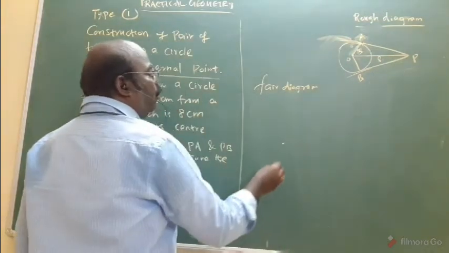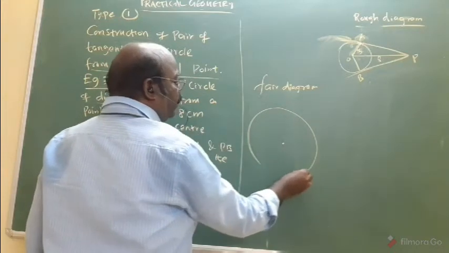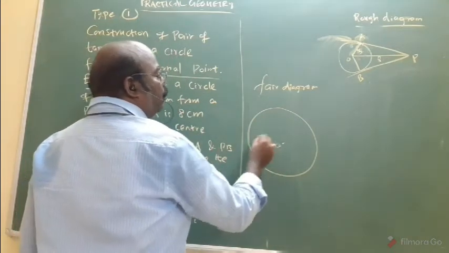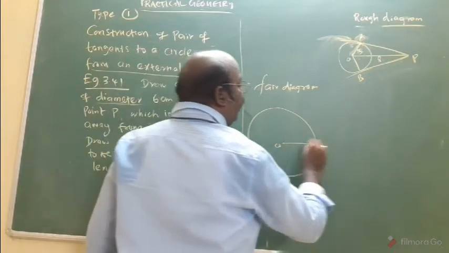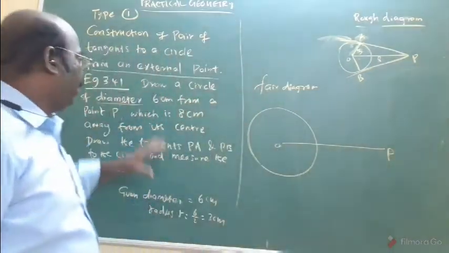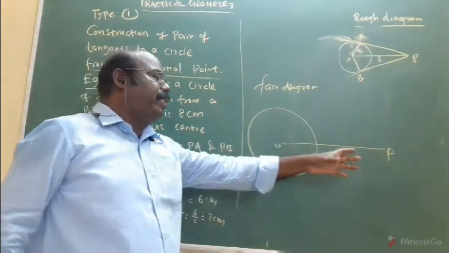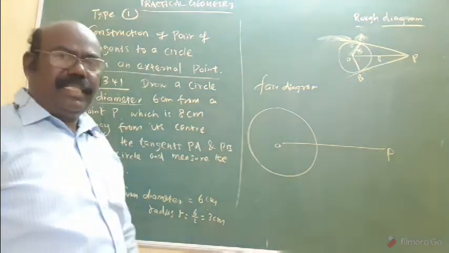What I told you? O is the center, try a circle of 3 centimeter radius. Then from O, 8 centimeter away. This is the given measurement: a 3 centimeter radius circle, and OP is 8 centimeter away from the center.